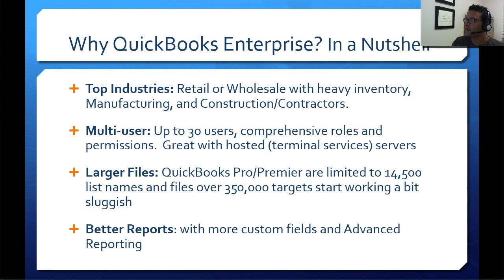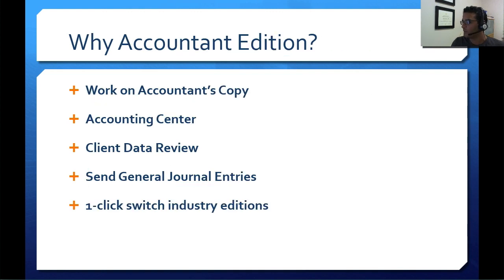Traditional QuickBooks Pro and Premier users are going to be limited to about 15,000 list names. And files that are over 300 megabytes or 350,000 targets start working a little bit sluggishly and do get corrupted quite a bit. So that's probably one of the main reasons people end up upgrading to Enterprise. And with Enterprise, you get better reports. You have more custom fields, and you have the new advanced reporting feature. So because of those four reasons, in a nutshell, people end up going with QuickBooks Enterprise.